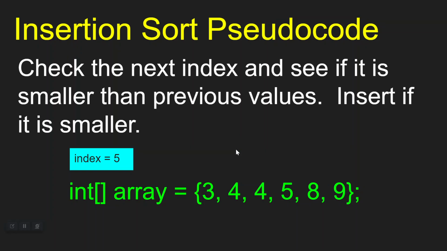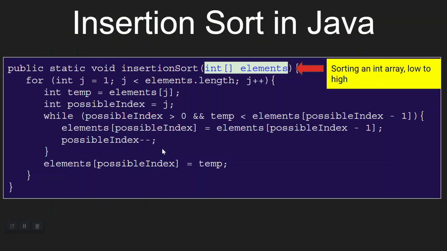But again, this one's different because instead of starting at index 0 and then looping forward, we're starting at index 1 and we're kind of looping backwards. So very, very different sorting algorithms.